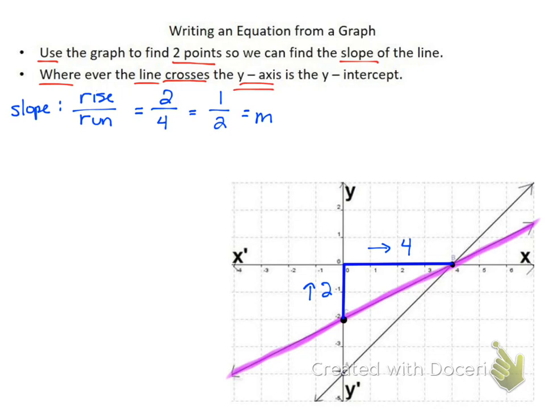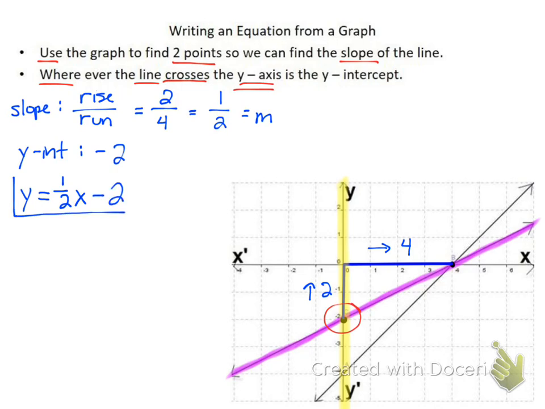And then I want to figure out where the graph crosses the y-axis. Remember that what I just highlighted in yellow is my y-axis. And so where the purple line crosses the line that I just highlighted in yellow, it's going to be that point right there. That is -2. So I know that my y-intercept is going to be -2. And so I've got a slope of 1/2 and a y-intercept of -2. So the equation for this purple line is going to be y is equal to 1/2 x minus 2, or plus -2.